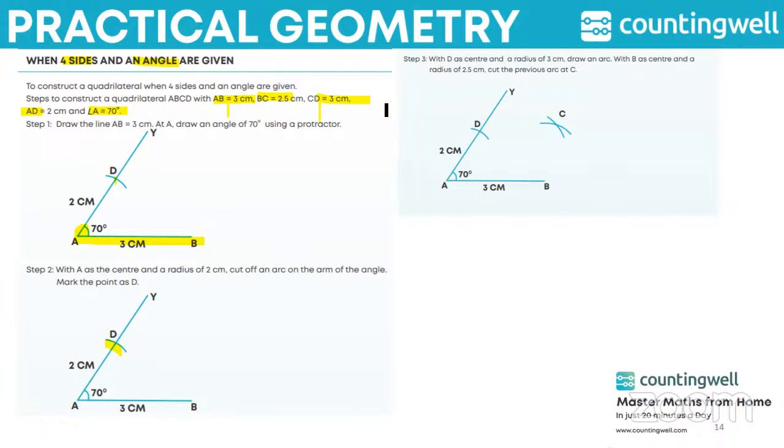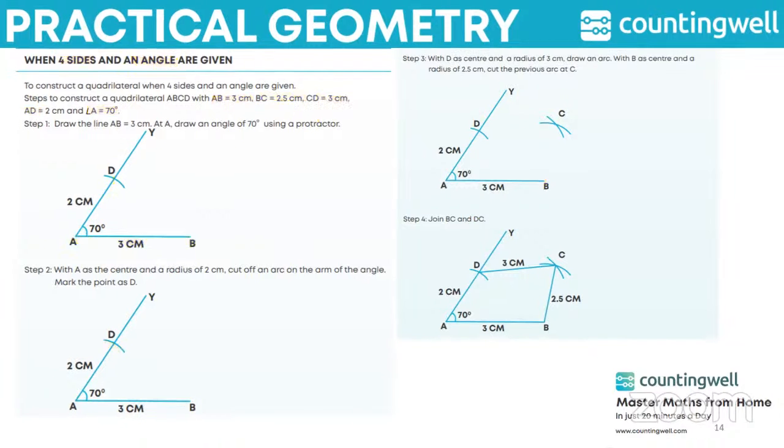After that, since CD is 3 centimeter and BC is 2.5 centimeter, we will mark the respective arcs using the given measures. So using D, you will mark a radius of 3 centimeter, and with B as a center, we'll draw the radius of 2.5 centimeter. We'll cut the arc. So we have now got all the four sides of the quadrilateral, and hence ABCD is the required quadrilateral.